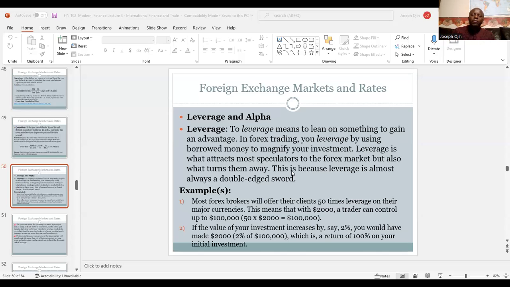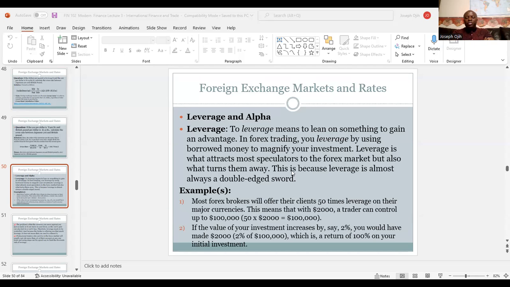In this lecture, we focus on two things, leverage and alpha, as they relate to foreign exchange transaction and trading. What I mean by that is that we'll be focusing on leverage and alpha as they relate to foreign exchange trading and investing.